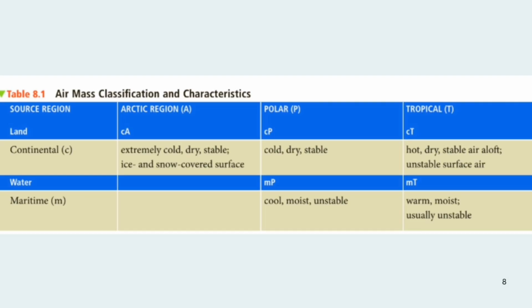Dili naman po sa polar, kung sa continental siya, it is cold, dry, and stable. While sa maritime, it is cool, moist, and unstable. Then lastly is sa tropical. Dili sa continental is, it is hot, dry, stable air aloft, and unstable surface air. Then sa maritime, it shows warm, moist, and usually unstable.